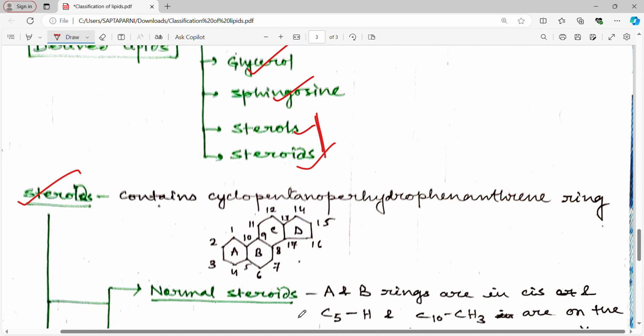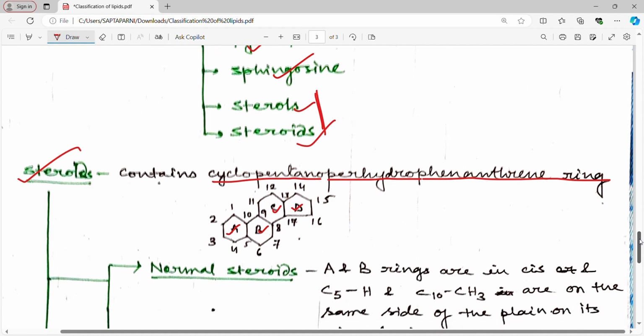See here, the steroids are composed of 4 rings. 3 of them, A, B and C, are cyclohexane rings, and the last ring, the D ring, is a cyclopentane ring. So it contains a cyclopentanoperhydrophenanthrene ring or nucleus. And here there are a total of 17 carbons in this ring structure. Any steroid, you name it, it could be progesterone, estrogen, testosterone, will have this nuclear structure with various substitutions. Steroids can be of 2 types.